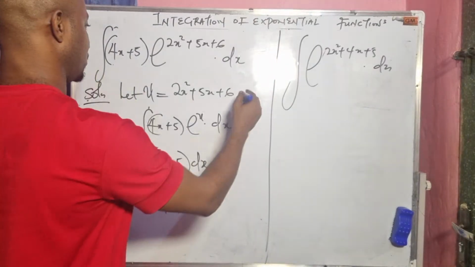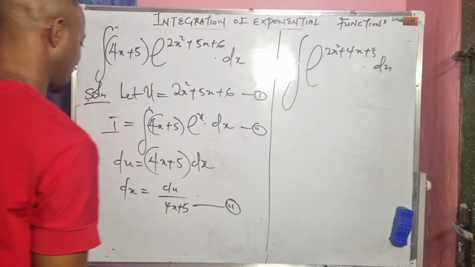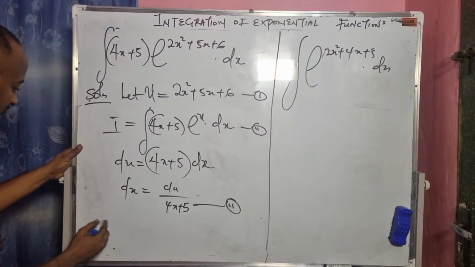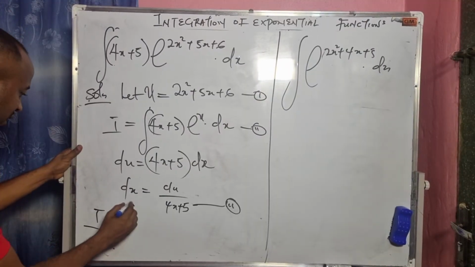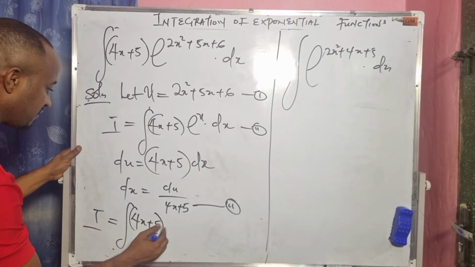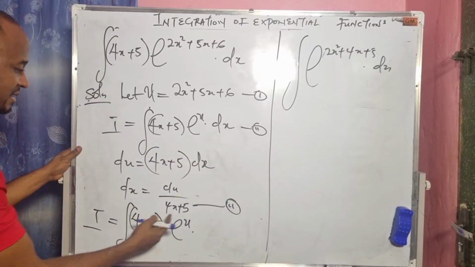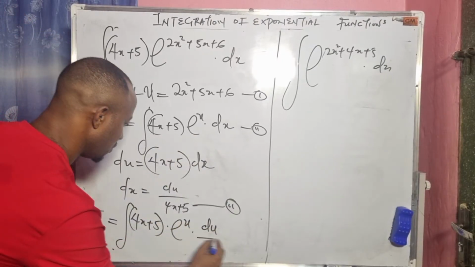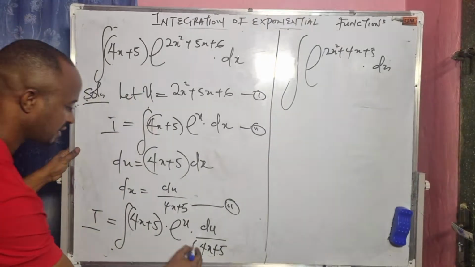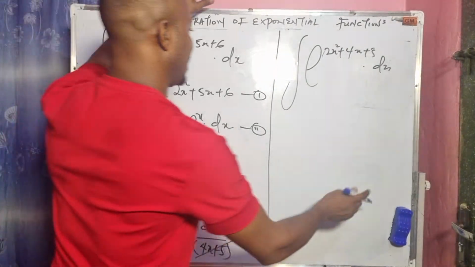So this is equation 1, equation 2, equation 3. I'm going to put equation 3 into equation 2. That will give us I equals the integral of (4x + 5) times e to the power of u, and our dx is du over (4x + 5). Are you seeing it now? That this expression goes with this expression.